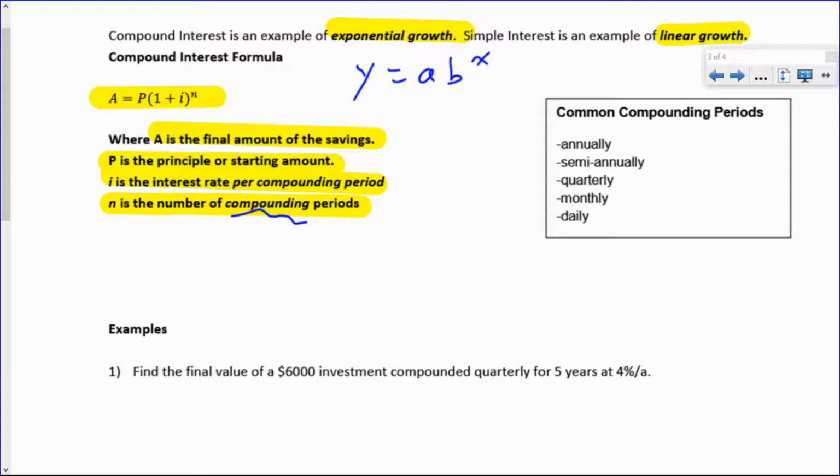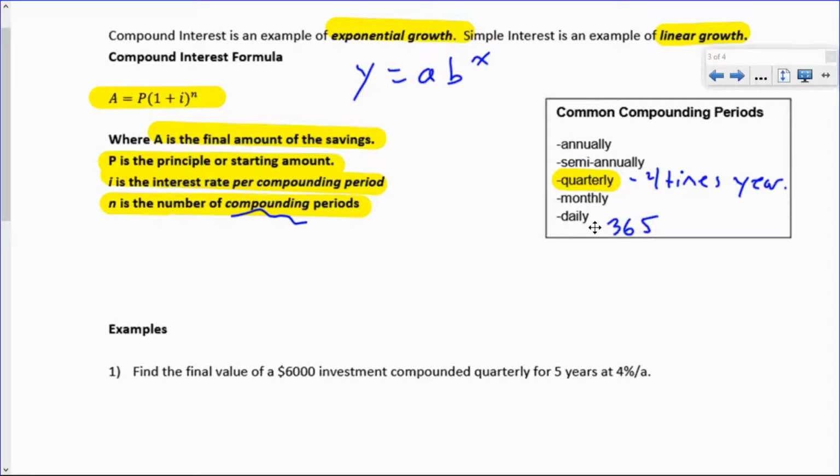So if it's a 6% interest rate, but it's compounded monthly, you have to take your 6% and divide it by 12. If it's 5%, but it's compounded semi-annually, then you divide by 2. We'll see that with a few examples below. Common compounding periods: annually, once a year; semi-annually, twice a year; quarterly would be every 3 months or every quarter, that's 4 times a year. Then finally, we could talk about monthly compounding, every month, as well as daily compounding. That'd be 365 days a year, or 366 days a year if it's a leap year.